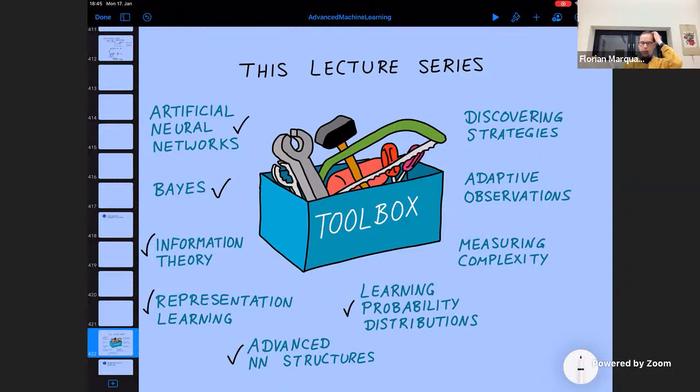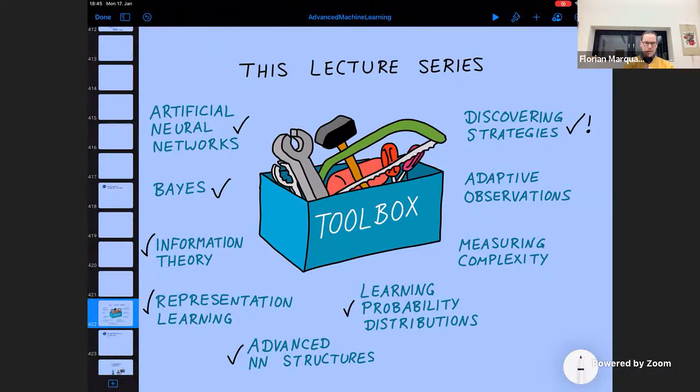And now there are still three things that we are going to discuss, and all of them are really interesting. So the one that we are starting today is about discovering strategies. So if no one tells you what's the correct answer, then how does the computer deal with that? And that is the whole field of reinforcement learning. And then after that, we are going into adaptive observations and measuring complexity. Okay, so that was just a brief overview. That's where we are going.